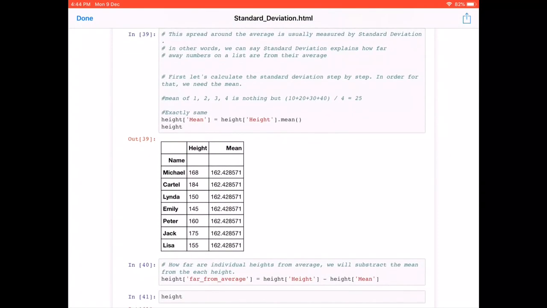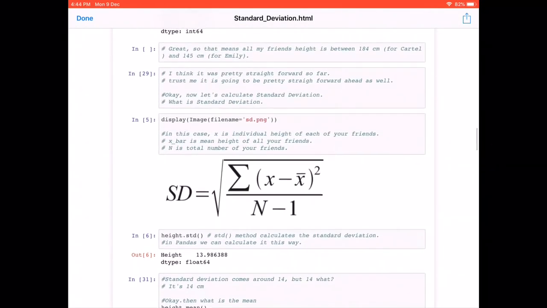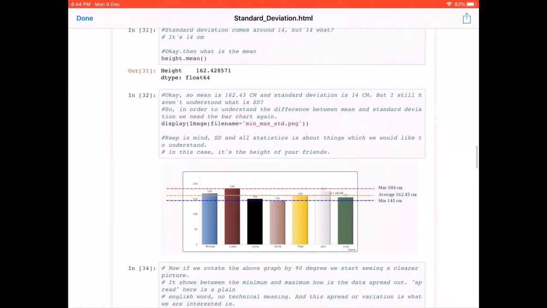Let's first calculate the standard deviation step by step. In order to calculate the standard deviation, what do we need? Let's go up. We need the individual heights, which we already have. We need the mean, which is x bar, which we already calculated, 162.43. We can square it, of course, and sum them up. There is no variable there. And here n, in our case, is the number of friends, which is 7. So we have all the values that we need for calculating the standard deviation.